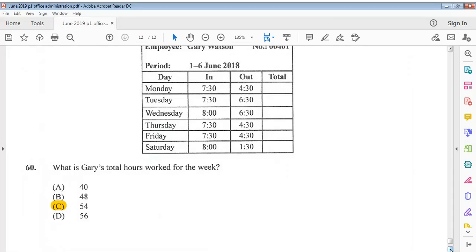Now, when you check the amount of hours that he worked on Monday, 7:30 to 4:30, that's 9 hours. Tuesday, 7:30 to 6:30, that's 11 hours. Wednesday, 8:00 to 6:30, that's 10 and a half hours. Thursday, 7:30 to 4:30, it's 9 hours. Friday again, he did another 9 hours. And then on Saturday, he did 5.5 hours. So when you add all those hours, 9 plus 11 plus 10.5 plus 9 plus 9 plus 5.5, you should get 54 hours. So your answer would be C.